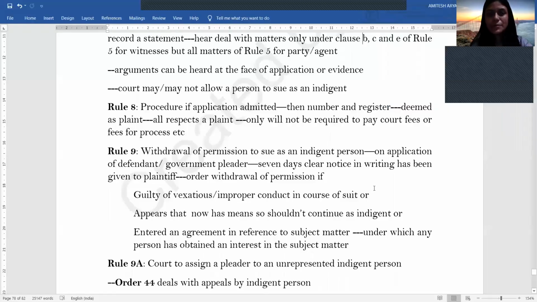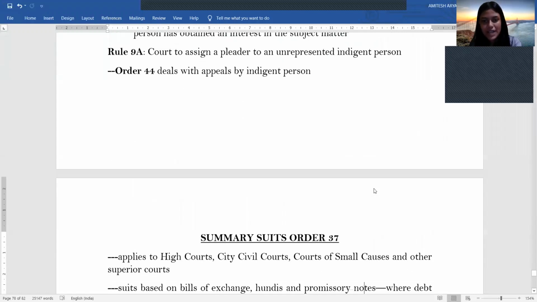So I hope with this particular order, please remember that application part: a suit by an indigent person, we will always give an application, not a plaint, and later on if it is admitted, it is deemed as a plaint. Now this was for indigent persons.